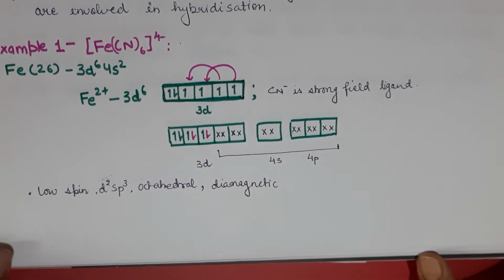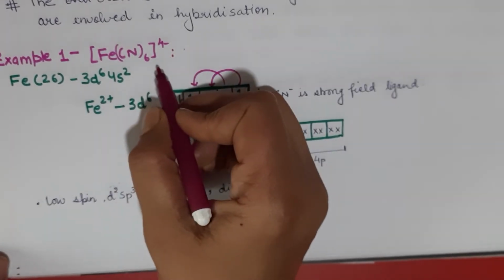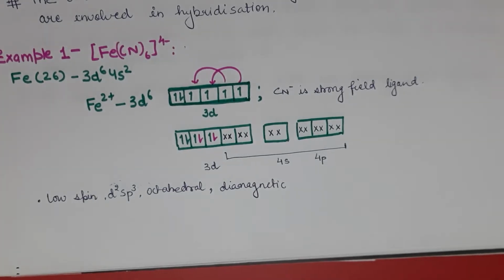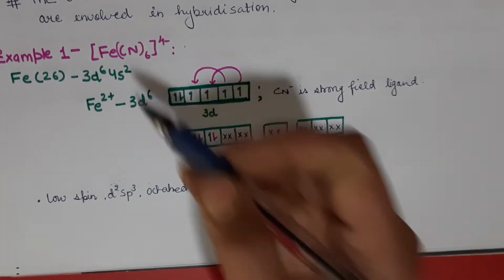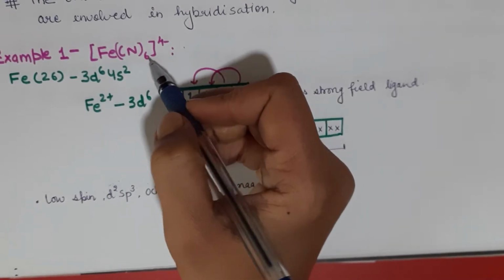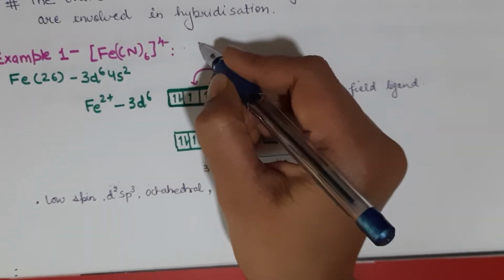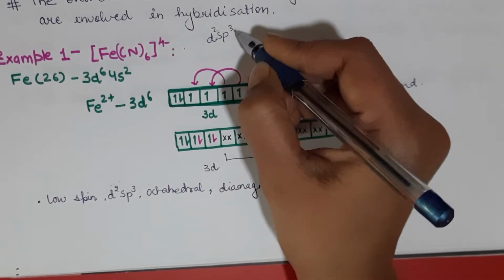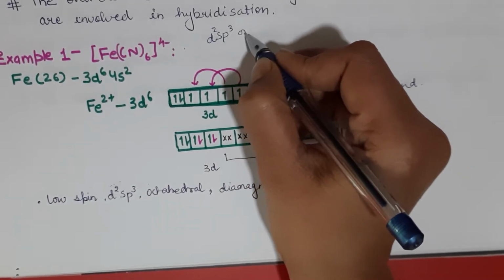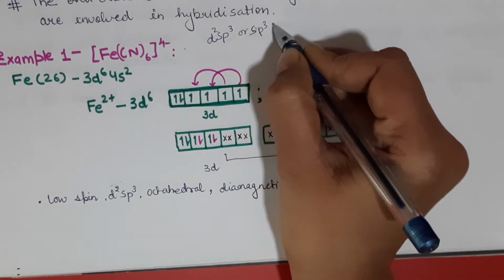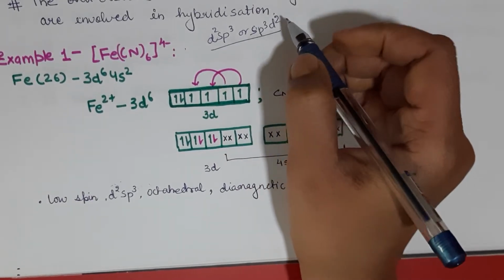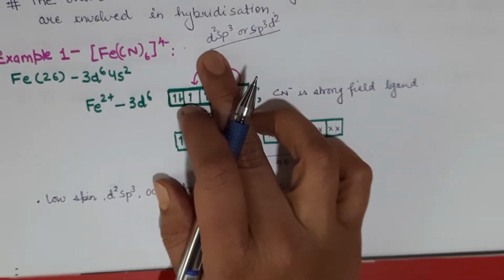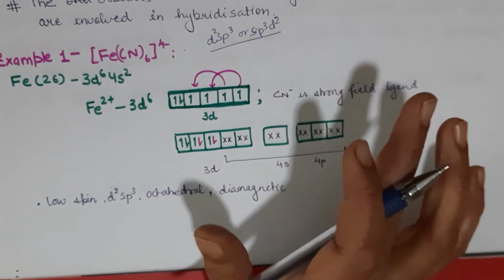Let's take this particular example of [Fe(CN)6]4-. As you can see here, this 6 represents the coordination number, and with 6 it can be d2sp3 or sp3d2. As we have already seen, there are two possibilities here: either an inner orbital or an outer orbital complex.